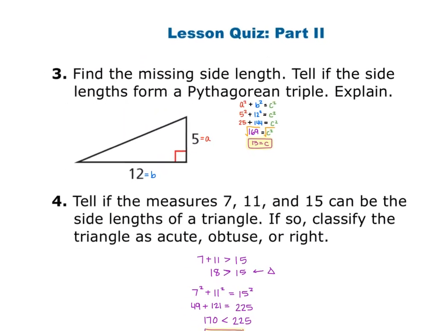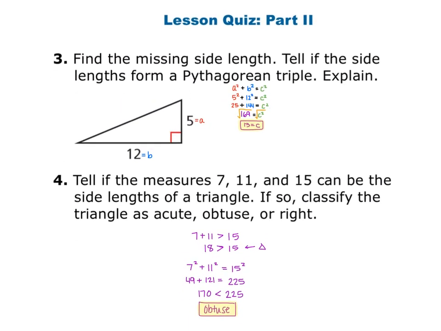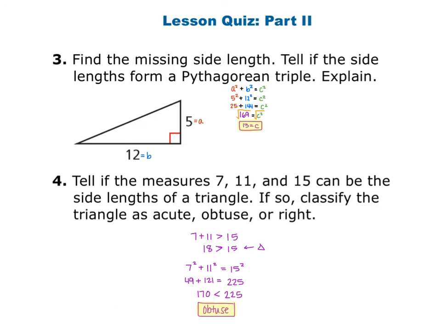All right, 3 and 4. 3 says find the missing side length. Tell if the side lengths form a Pythagorean triple. So I've got 5 and 12. This is a right triangle. 5 squared is 25, which is here. 12 squared is 144. Add those together, I get 169, and the square root of 169 is 13. Because those are all whole numbers, this is a triple.